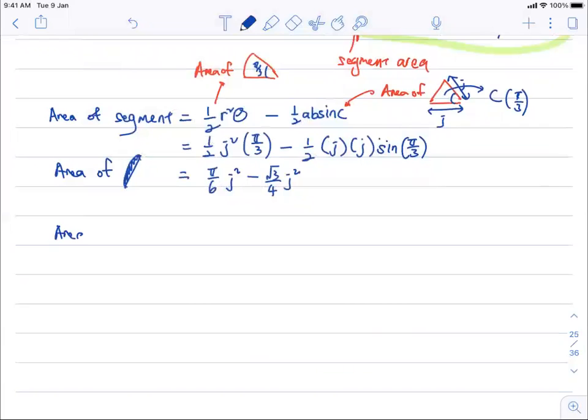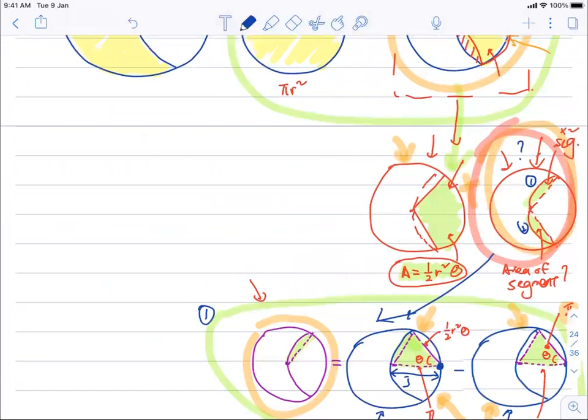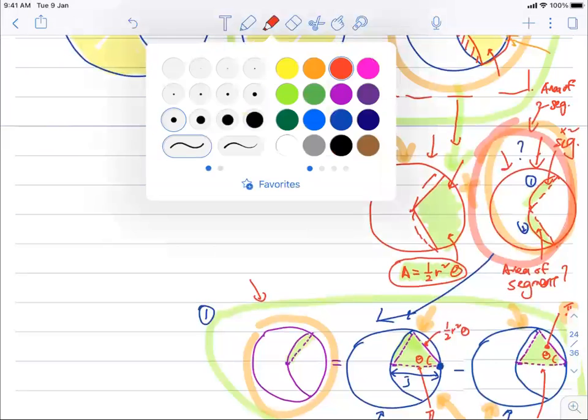So the area of two segments is equal to 2 times pi over 6 J squared minus root 3 over 4 J squared, which becomes pi over 3 J squared minus root 3 over 2 J squared. Okay. Now we have the area of two segments, which is this one. Then we need to find the area of this guy.